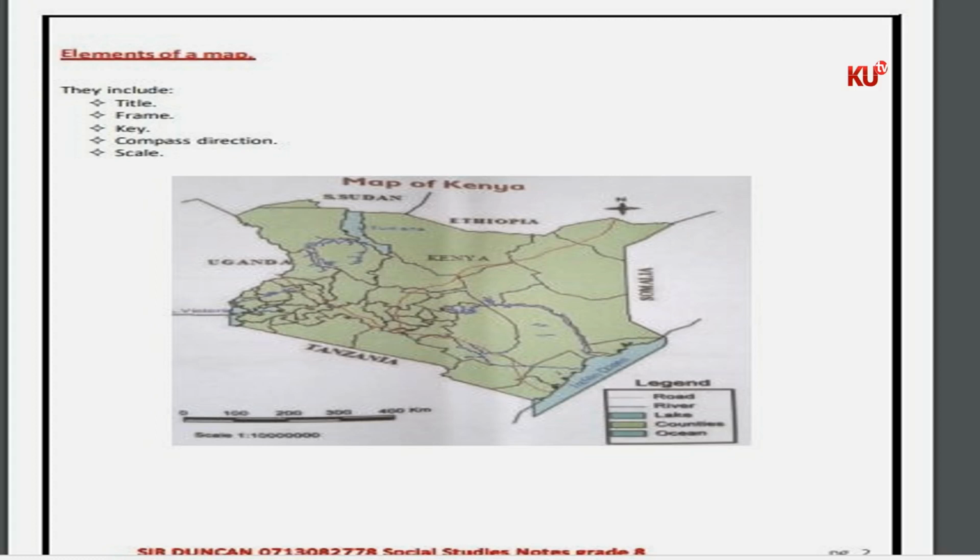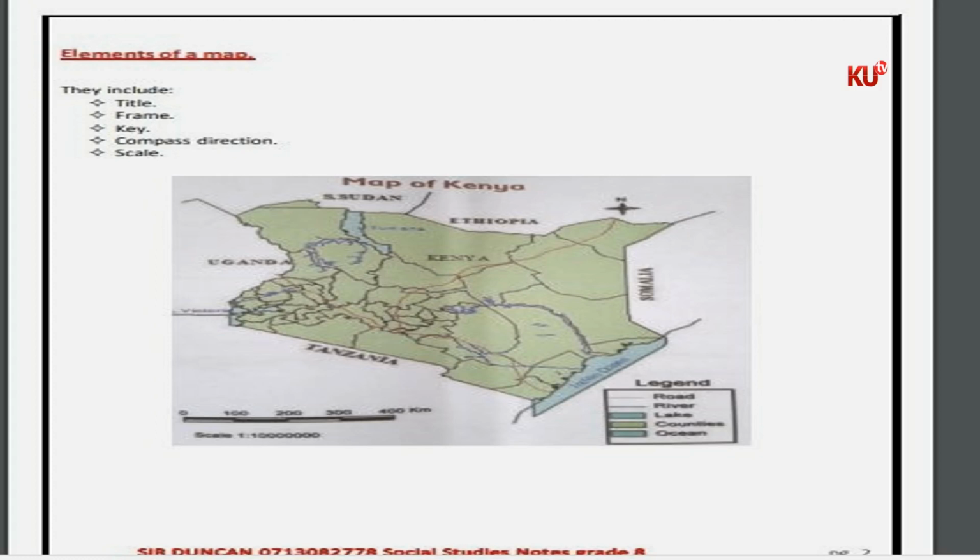And the title of that map is Map of Kenya. Number 2, does it have a frame? Is it enclosed in a frame? Yes, the map is enclosed in a frame and you can see it on your screen.